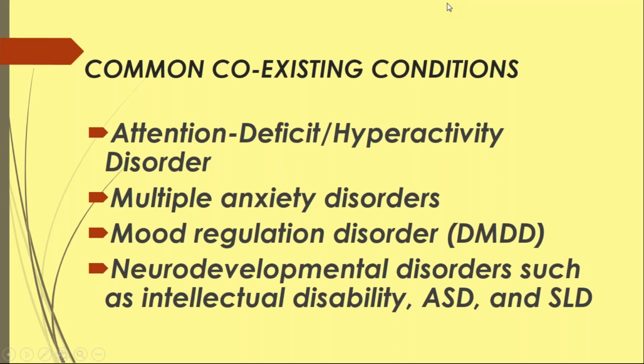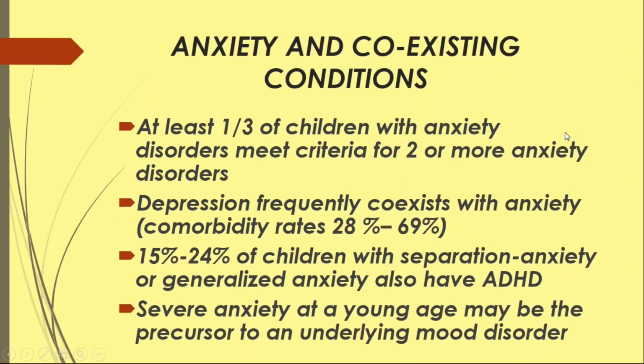If you have one anxiety disorder, you're likely to have other anxiety disorders. So it's not unusual for us, when we're seeing a child who has an anxiety disorder, to be coding or diagnosing 2 or 3 anxiety disorders. As I said earlier, children with mood regulation disorders almost always have some degree of anxiety. And neurodevelopmental disorders such as intellectual disabilities, autism spectrum disorder, and specific learning disorders are at high risk for having anxiety. It is seldom that you will see a child who just has a single anxiety disorder and no other coexisting conditions.